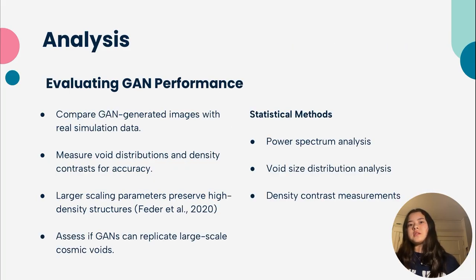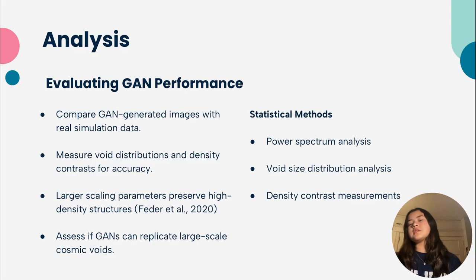So for the analysis, evaluating the GAN's performance was the analysis. So they compared GAN-generated images with real simulation data. They measured void distributions and density contrasts for accuracy. Also, larger scaling parameters preserve high-density structures, which another author mentioned in their article, nonlinear 3D cosmic web simulation with heavy-tailed generative adversarial networks, which is another study that involved these GANs in 2020. And they assess if GANs can replicate large-scale cosmic voids.